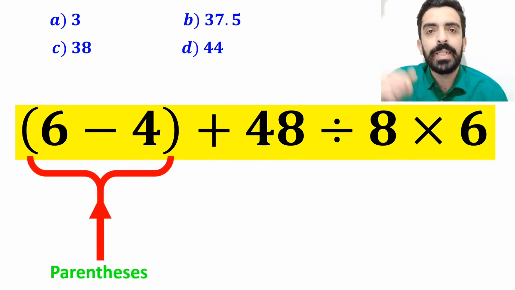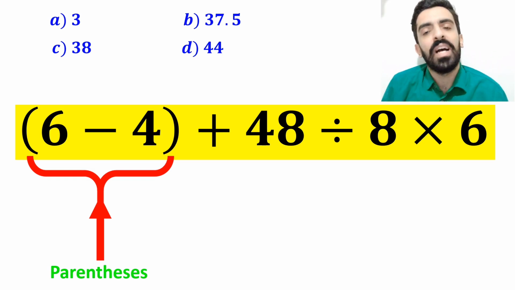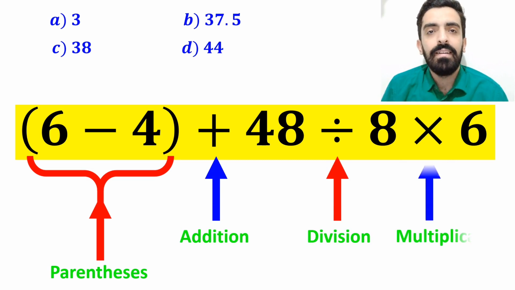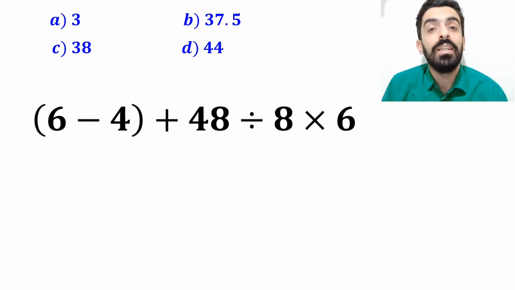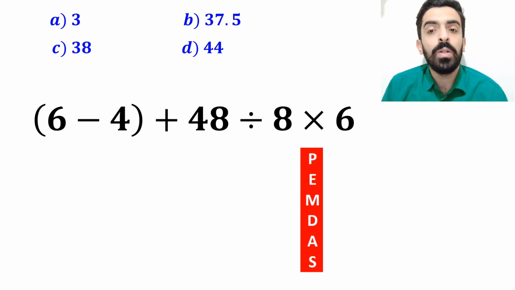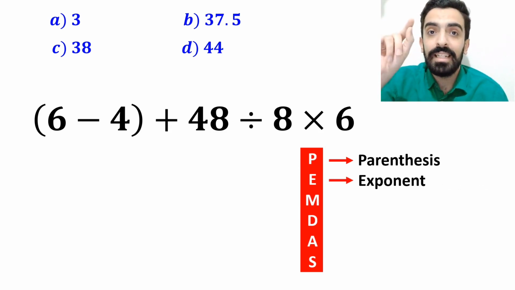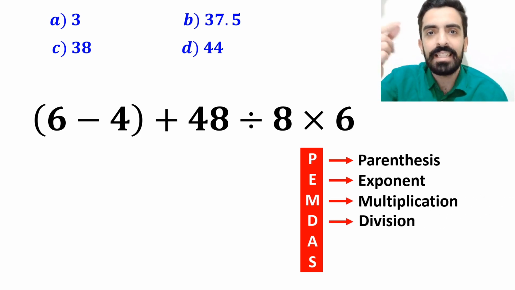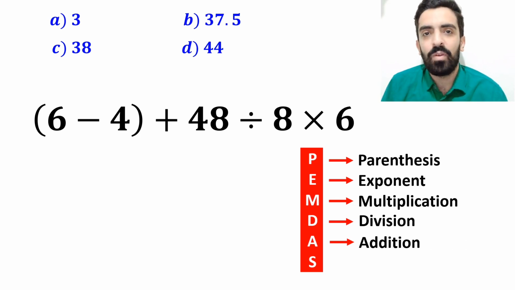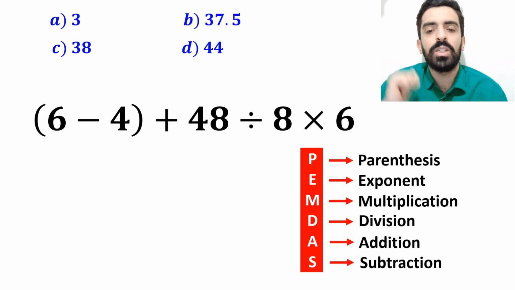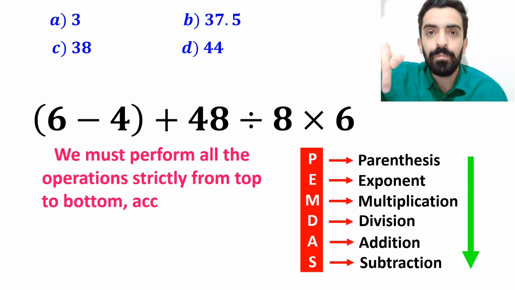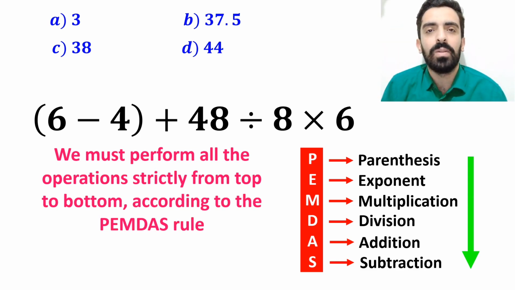As you can see on the screen, in this expression, first we have a parenthesis, then an addition sign, followed by a division, and finally a multiplication. To solve this question, we need to follow the PEMDAS rule. In this rule, P stands for parenthesis, E stands for exponent, M stands for multiplication, D stands for division, A stands for addition, and S stands for subtraction. We must perform all the operations strictly from top to bottom according to the PEMDAS rule.